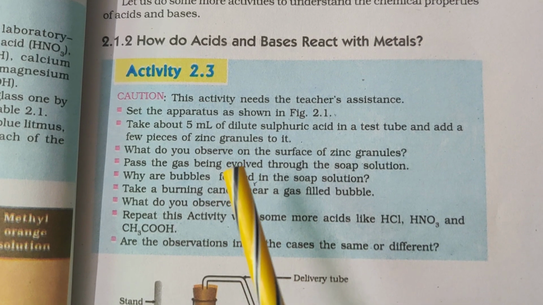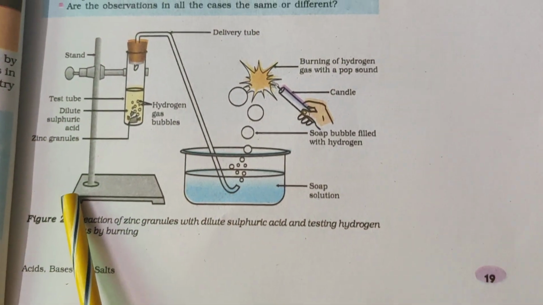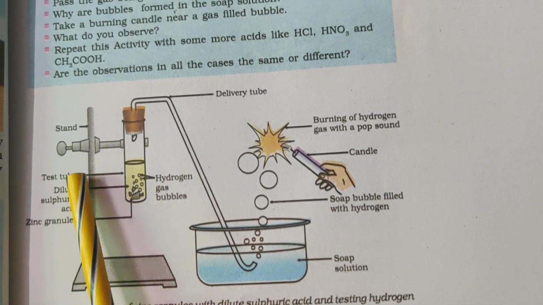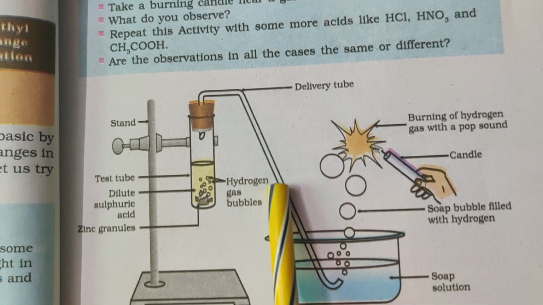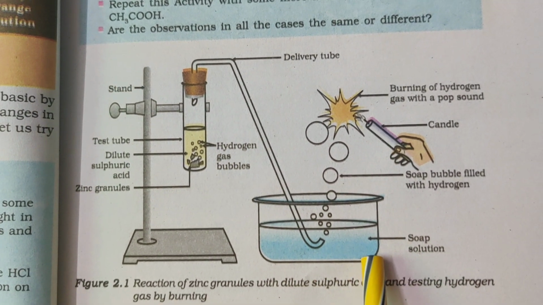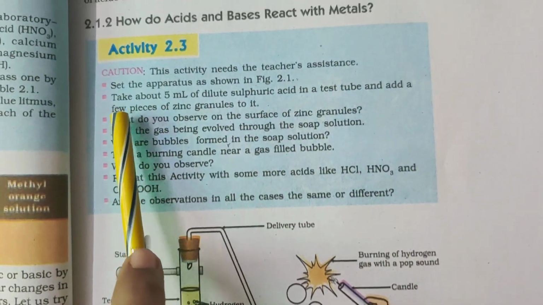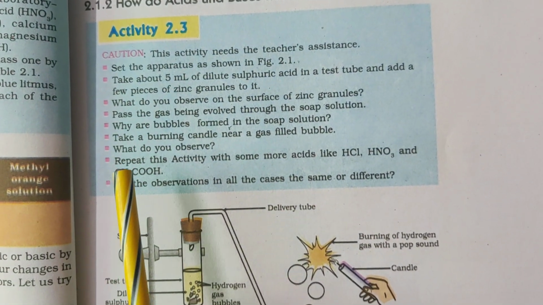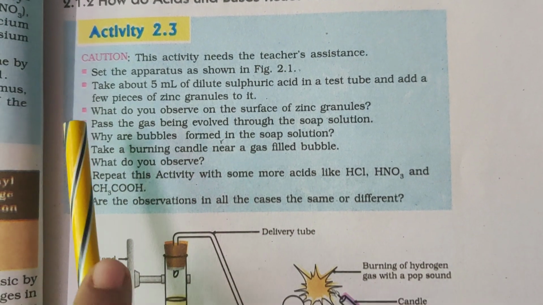Activity 2.3. The setup for the activity is designed like this. It has a stand attached to a test tube, a cork, and a delivery tube going through a straw containing soap water. So let us perform the activity. All these activities we are going to perform in the lab, students, when you join the school.